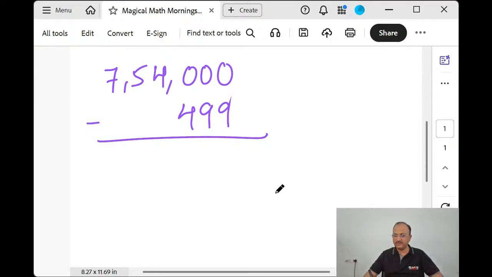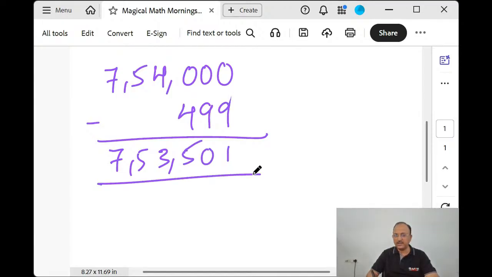Perfect. Correct. I hope everyone got the same answer. What we do, we are going to write 1 less for this. Yes, everyone is doing correct. 754 means we'll write 753. 49 from 9's complement, 50. And the last one from 10's. That is 10's complement, 753, 501.